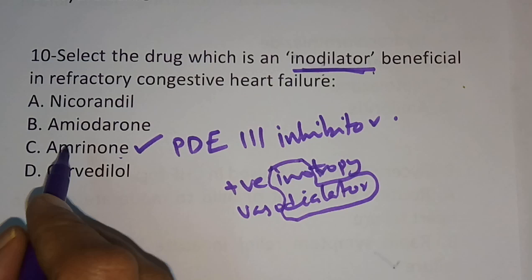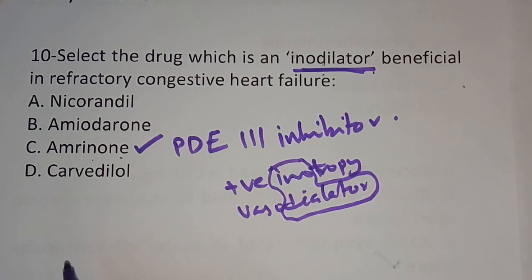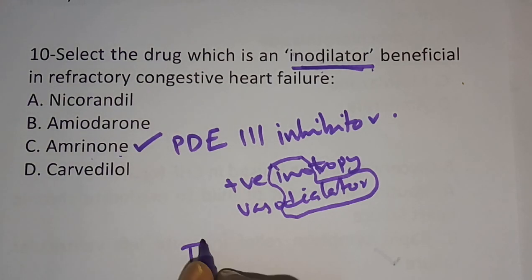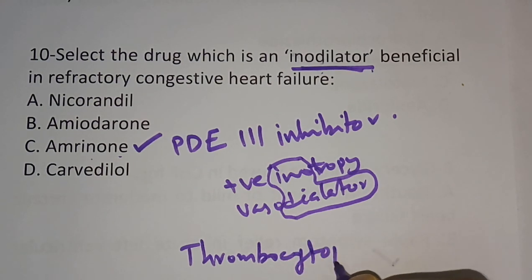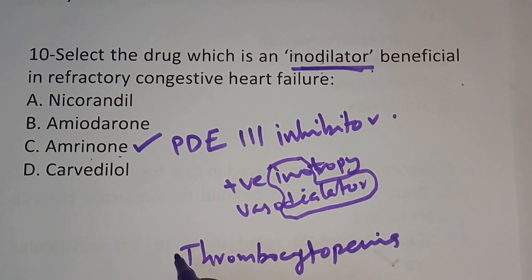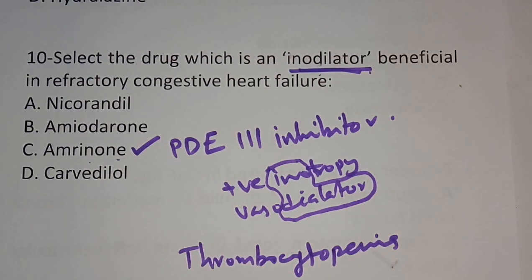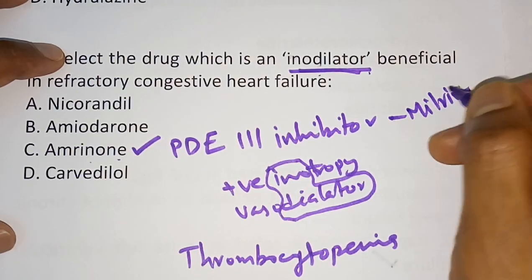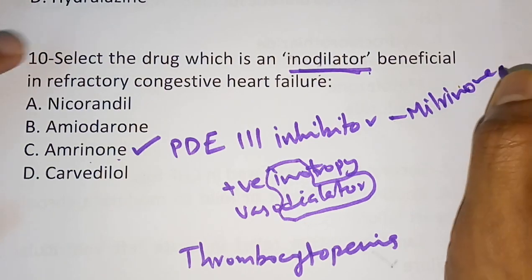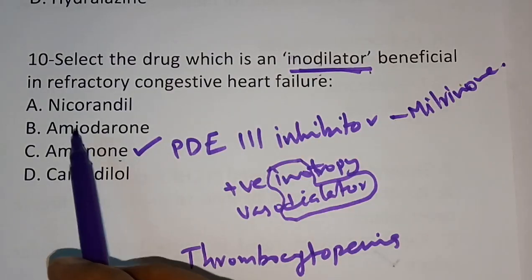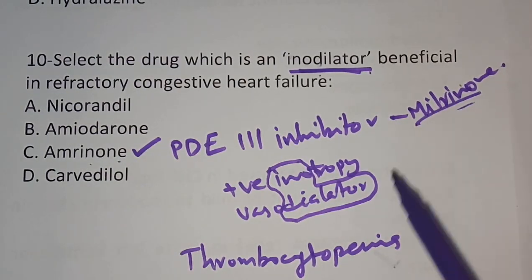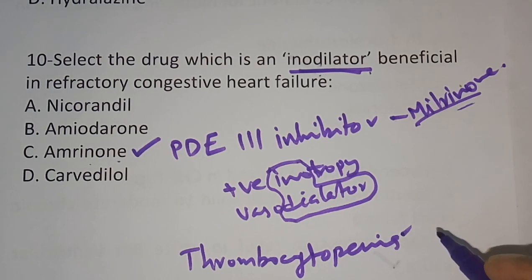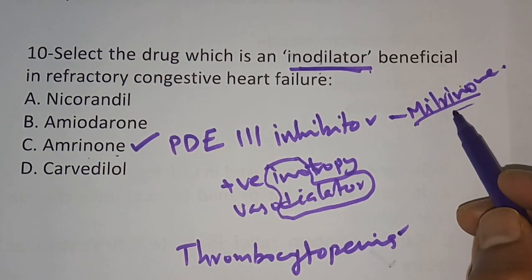The main adverse effect of this amrinone is thrombocytopenia. Thrombocytopenia is the main adverse effect of amrinone. Another PDE3 inhibitor example is milrinone. Compared to amrinone, in the case of milrinone, thrombocytopenia is not significant.